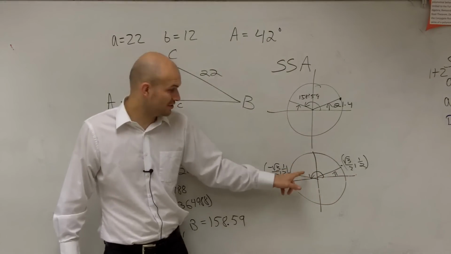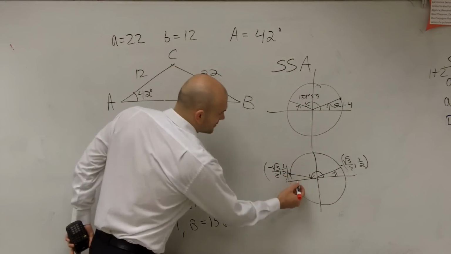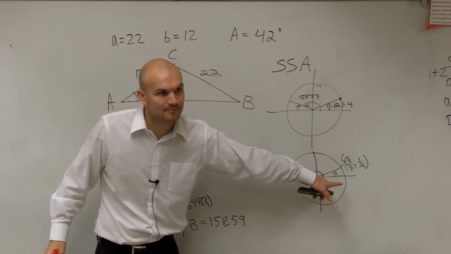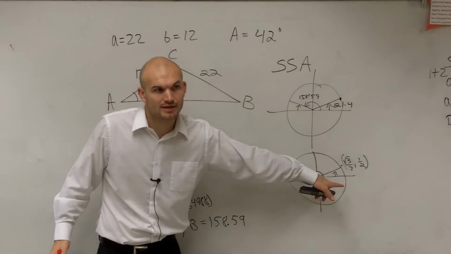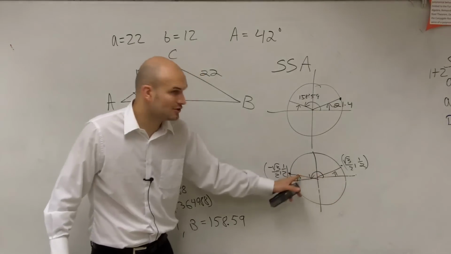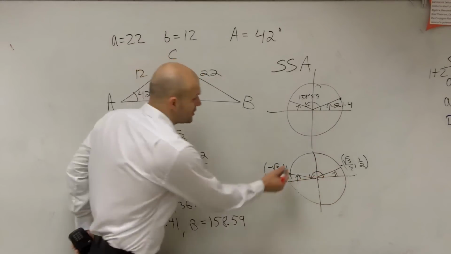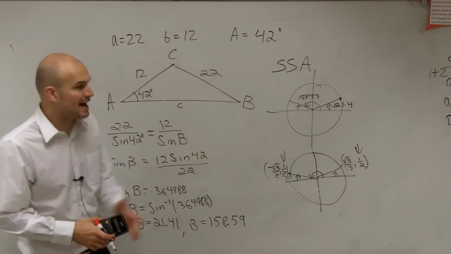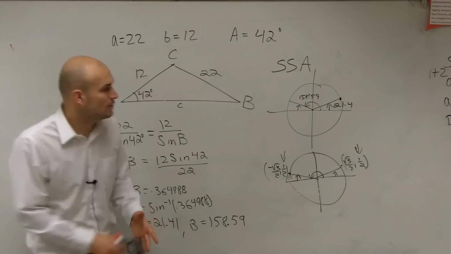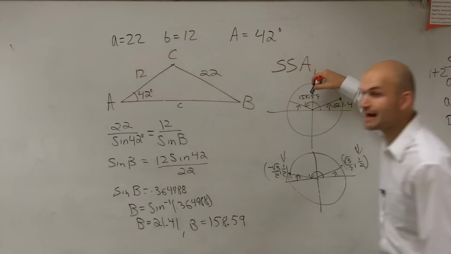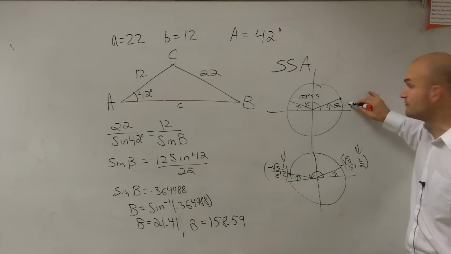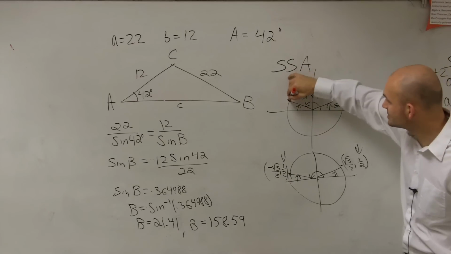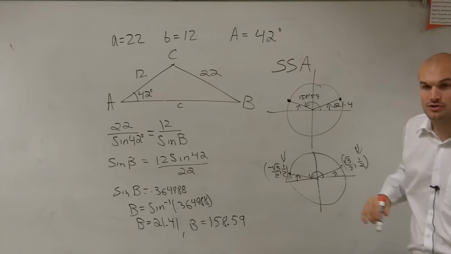Notice what the reference angle is for this angle. The reference angle is pi over 6. These are exactly the same. These two angles have the same reference angle, and notice their y value is exactly the same. So when I'm looking at my sine, I could have two different angles. I could have 21.4 or I could have 158.59, because my sine value for those two angles is going to be exactly the same.